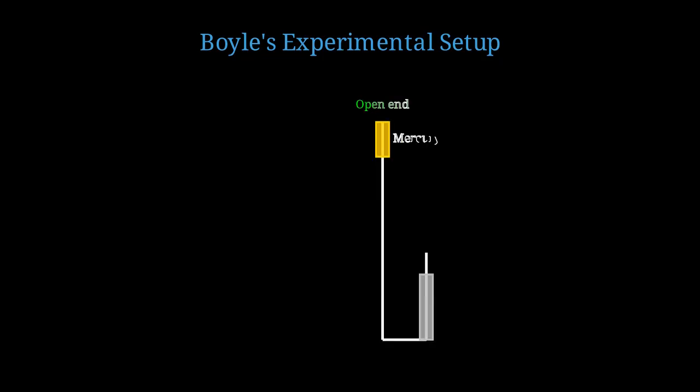He used a J-shaped tube, sealed at one end, open at the other. The tube contained a sample of air trapped by a column of mercury. Here's a simplified diagram of Boyle's apparatus. The J-tube has trapped air in the sealed short arm. Mercury sits in the tube, and by adding more mercury to the open end, we increase the pressure on the trapped air.